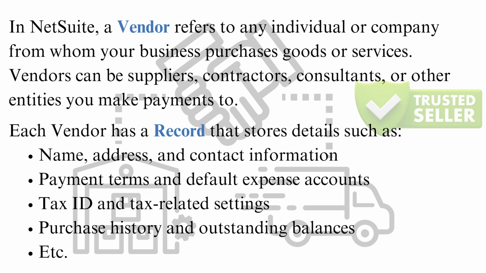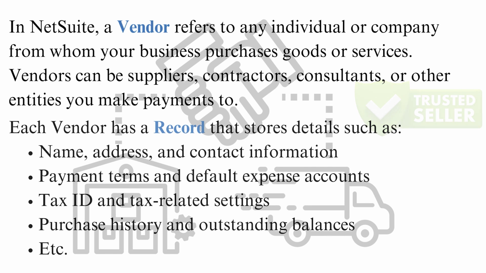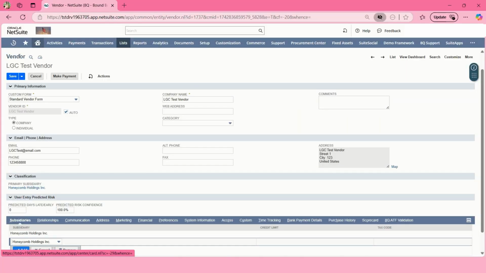Each vendor has a record that stores details such as name, address, and contact information, payment terms and default expense accounts, tax ID and tax-related settings, purchase history and outstanding balances, etc. To illustrate, I have a vendor record here containing detailed information such as name, email address, phone number, company name, primary subsidiary, address, and other relevant details.